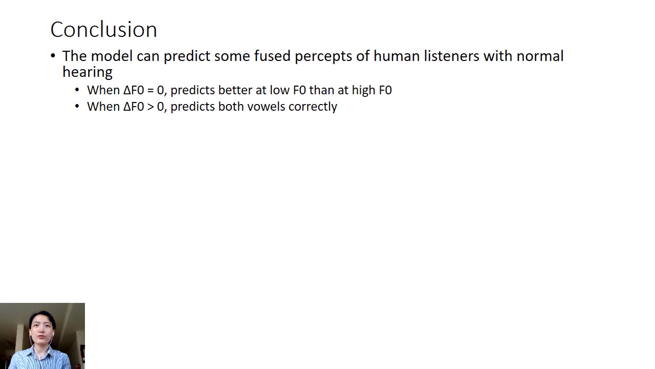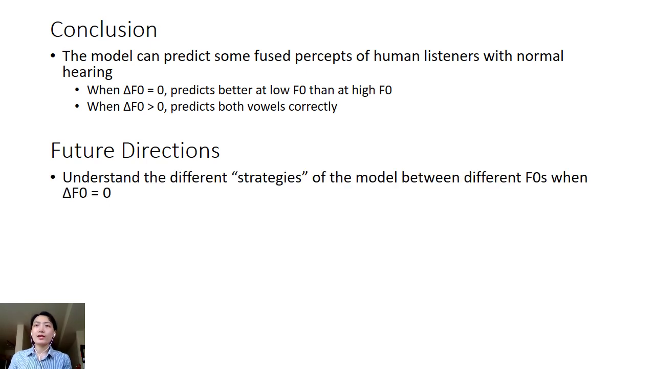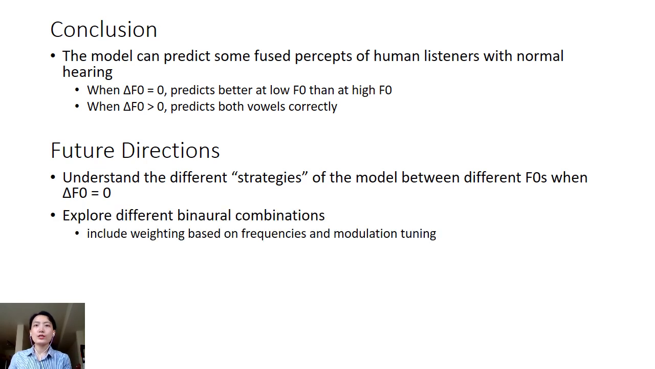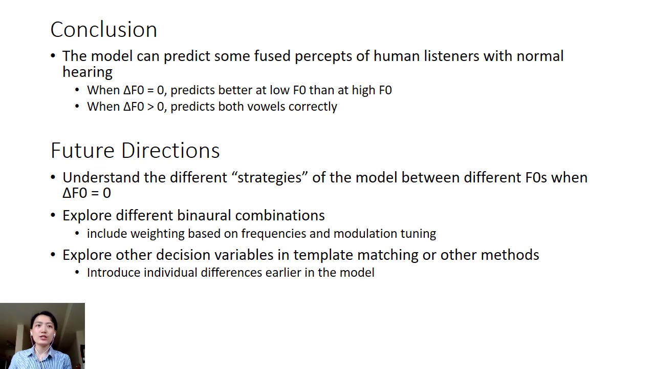In conclusion, the model can predict some percepts of human listeners with normal hearing. And we have several things in mind to try. For example, we definitely would like to explore why the model is using different strategies for different F0s. We will also explore different binaural combinations and try other decision variables. We're also interested in modeling the fused perception of listeners with hearing loss.